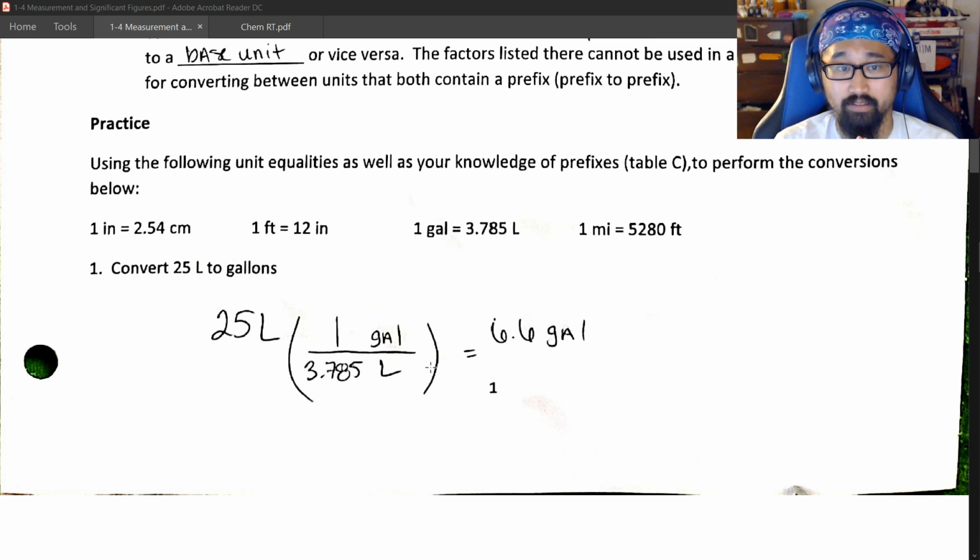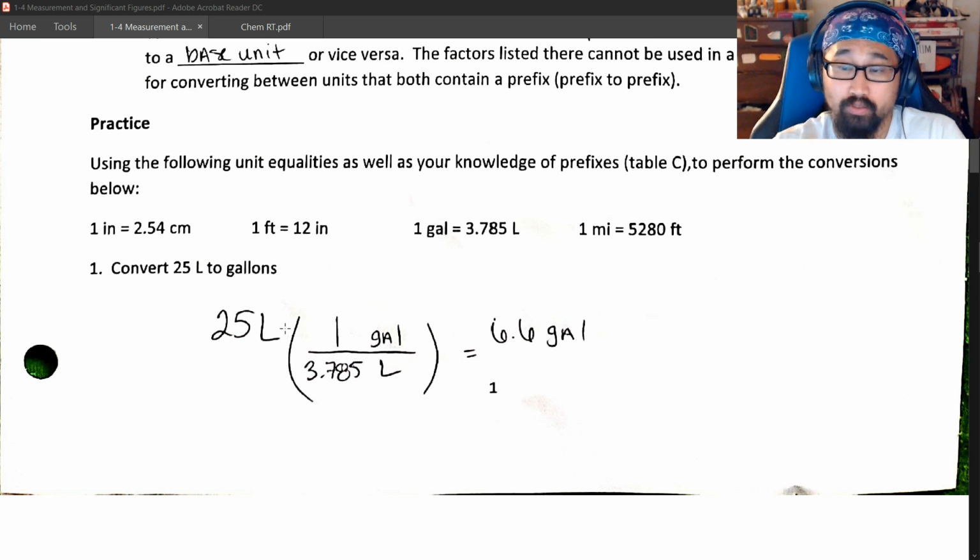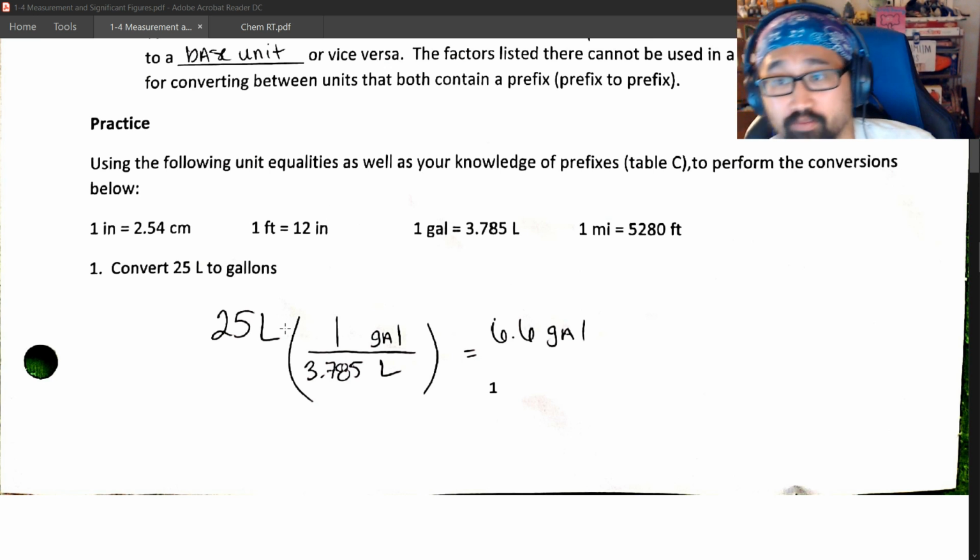So if you were doing question 1, 25 liters into gallons, set up your fraction: liters, started from the bottom, now we're here. So liters on the bottom, gallons on the top. Set up your conversion factor. It's given to you here, 1 gallon is 3.785 liters. You'll notice this is slightly different than the examples that I showed in the last video. Previously, it was all multiplication. This one has some division.